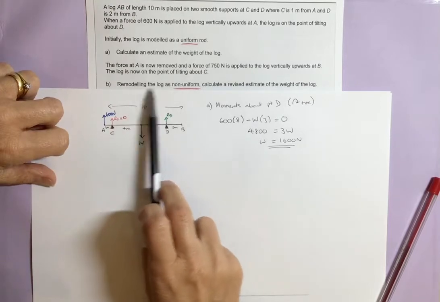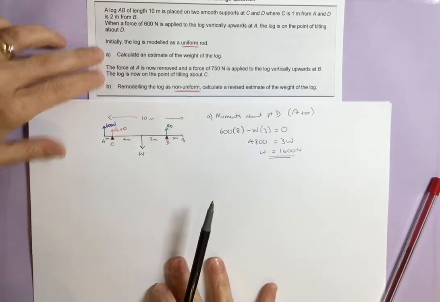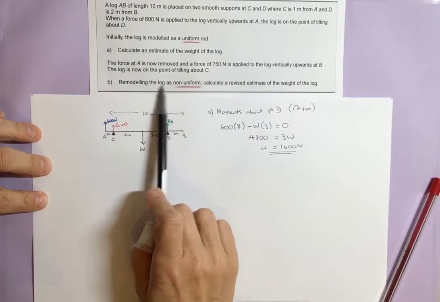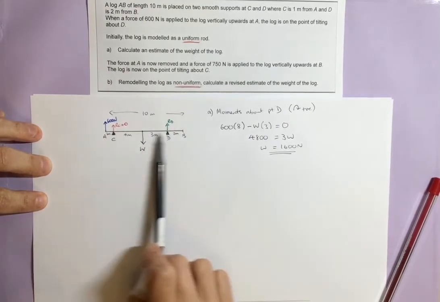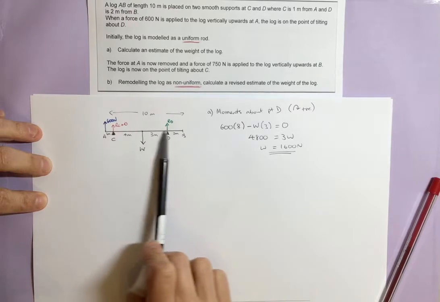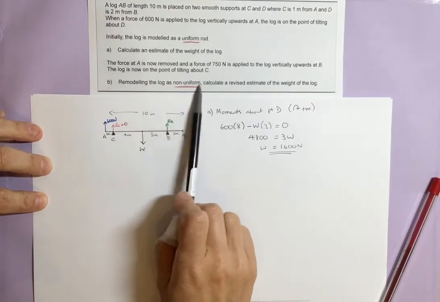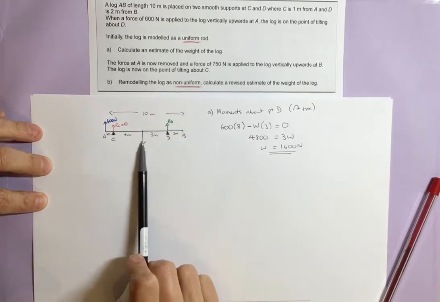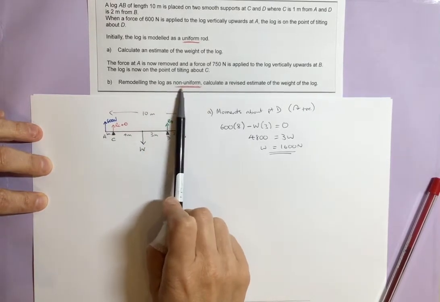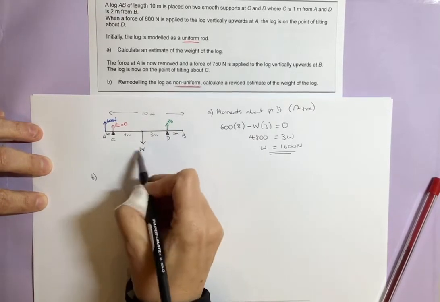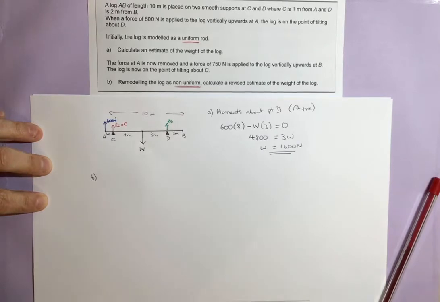And now it tells us here, you can see I've underlined this already, remodel now, so have another go, but this time actually we've realised that this is not a uniform log at all. So it's not nice and uniform. So we're going to treat it as a non-uniform rod. We can't have the weight acting in the centre anymore. Okay, so let's redraw this then. Part B, we're going to redraw it because I need to put my weight not in the centre anymore.